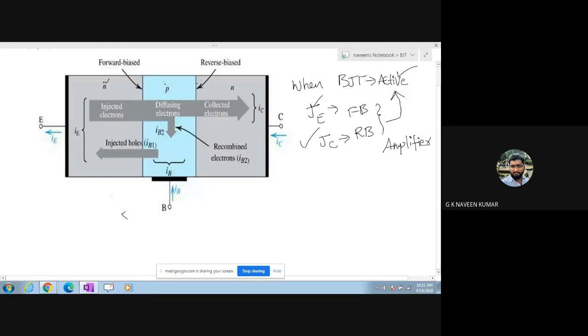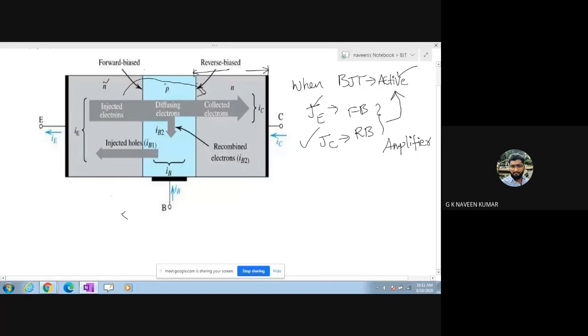The base just acts as an intermediate channel through which injected electrons reach the holes. So this width should be as small as possible. If you compare it, the width of the collector will be larger because it has to collect the electrons that are transmitted from the emitter. The emitter will transmit the electrons, and these electrons will be collected by the collector. In order to collect them, this width should be very large.